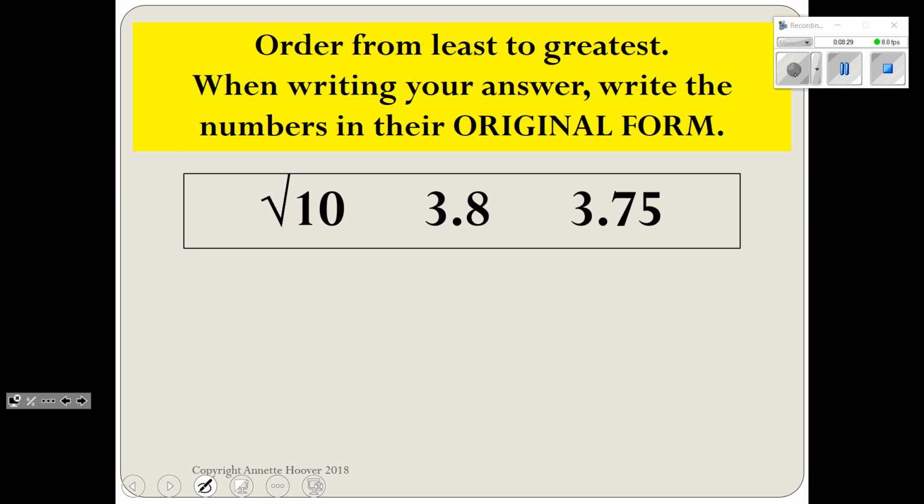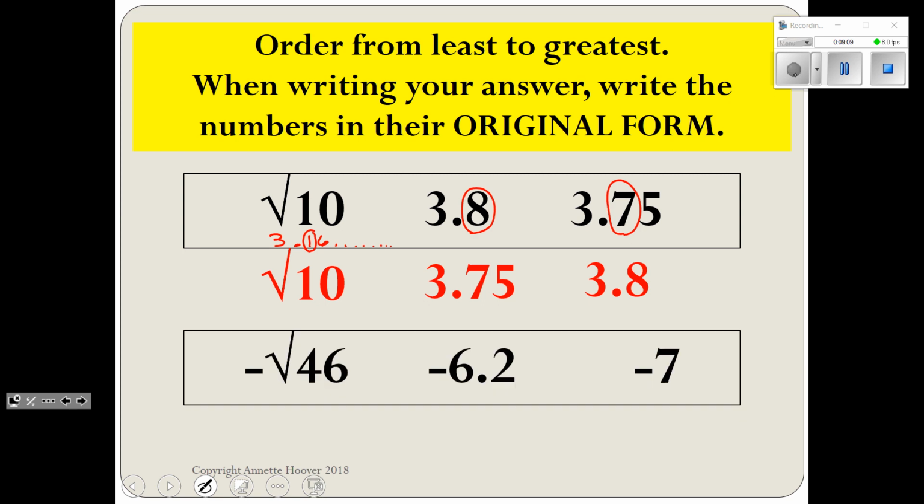Let's look at these and see if we can order them from least to greatest. When writing your answer, write the numbers in their original form. Well, we have two decimals, and then we have the square root of 10. So we'll have to type in the square root of 10, and I look at my calculator and I see it's 3.16, and then it continues on and on. But that's enough for me to compare these numbers and write them from least to greatest. We have a 1 in the tenths column, an 8 in the tenths column, and a 7 in the tenths column. So from least to greatest, I would write the square root of 10, and then 3 and 75/100ths, and 3 and 8/10ths.